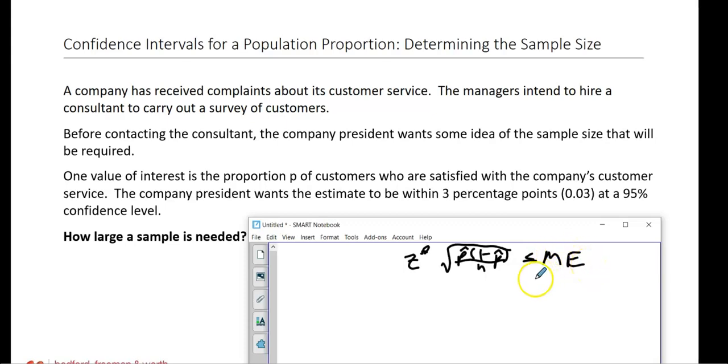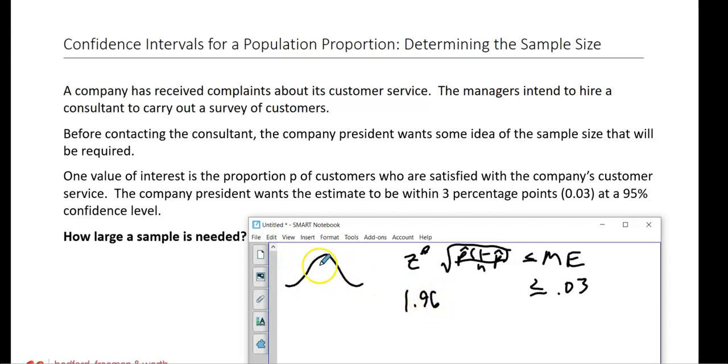So they did tell us some things here. They said that the margin of error is going to be 0.03, so you're adding and subtracting 3 percentage points. They said the confidence level is 95%. If you remember, the Z critical value for that is 1.96. You could also work that out.